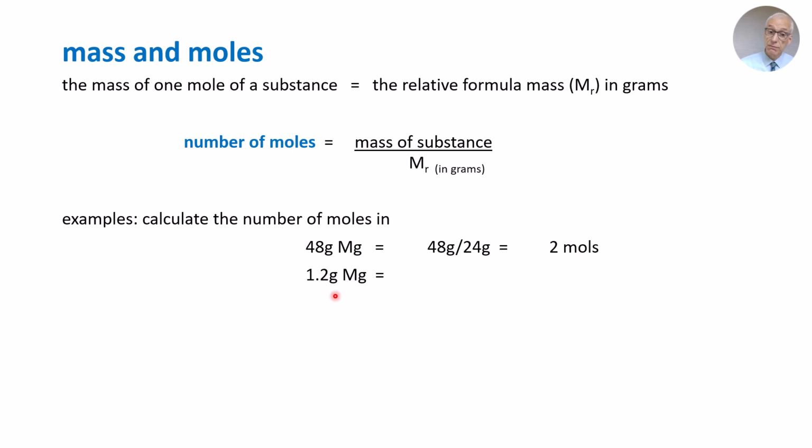Stop the lesson. Calculate the number of moles in 1.2 grams of magnesium. Okay, so I'm going to reveal 1.2 divided by 24, 0.05 moles. 2 new problems. Calculate the number of moles in 22 grams and 1.1 grams of carbon dioxide. Stop the lesson, come back to check and correct when you are ready.